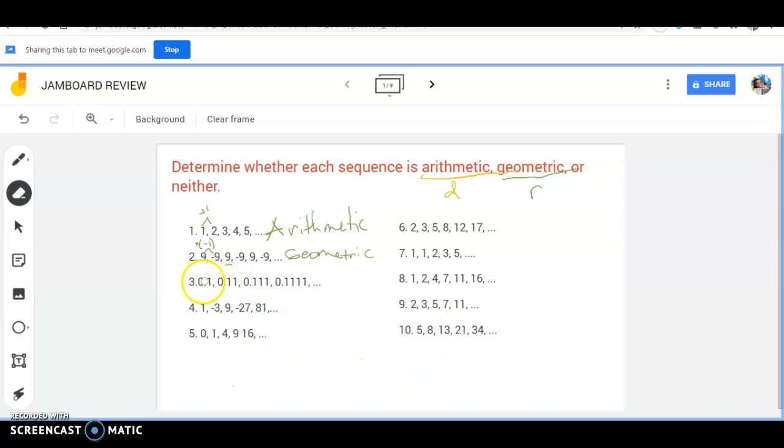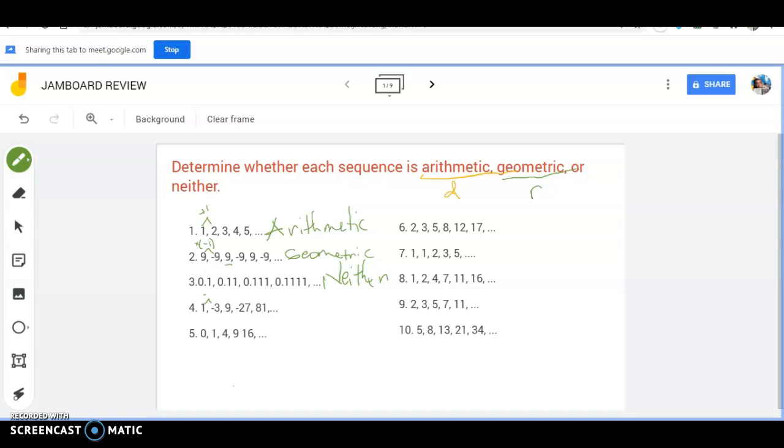Kahit na i-divide natin to or subtract natin, wala tayong makikitang constant number. So, this is not a geometric and not an arithmetic sequence. So, this is neither. Next, what about number 4? Is it arithmetic pattern or is it a geometric pattern? Okay, geometric. What number are we multiplying? What is the constant number na minumultiply natin? Very good. That's negative 3.